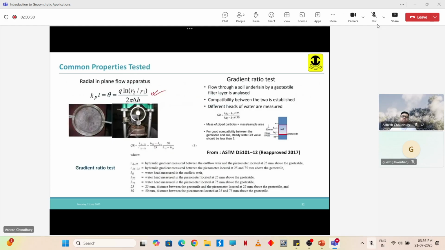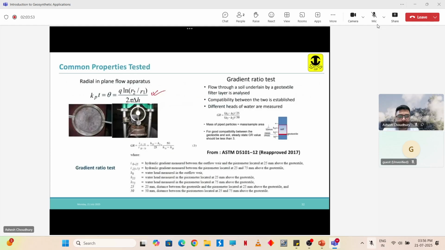I have given here a bit. Flow through a soil underlain by a geotextile filter layer is analyzed. Compatibility between the two is established. Different heads of water are measured at different points, and we also measure the mass of piped particles, that is, mass per sample area. For good compatibility between the geotextile and the soil, the steady state gradient ratio value should be less than 3.